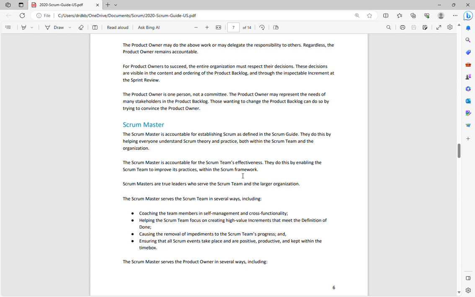So overall, the Scrum Master has multiple responsibilities, and they are accountable for the Scrum team's effectiveness through facilitating the team, basically.